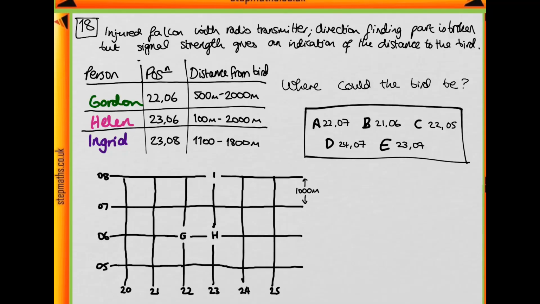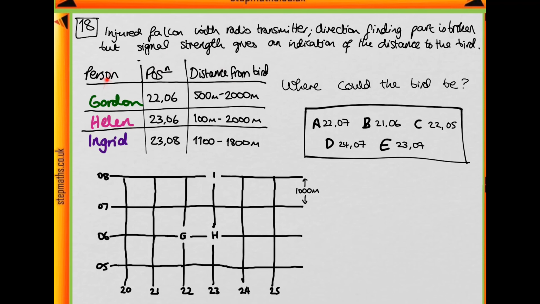So in this question, we're given a diagram which shows the positions of 3 ornithologists on a map, and we know that the side length of each square is 1,000 metres. The ornithologists are trying to find an injured falcon which is carrying a radio transmitter, but the transmitter is a little bit broken, and the direction finding part of the tracker is not working, but the signal strength gives us an indication of the distance to the bird.